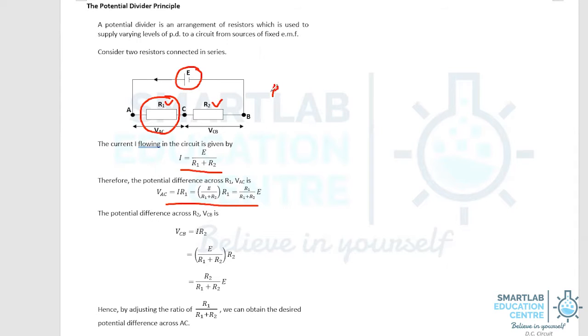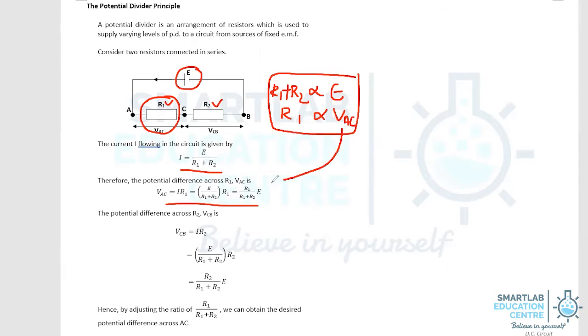So in this case, R1 plus R2 is directly proportional to the EMF E, while R1 is directly proportional to the potential difference VAC. So by dividing these two equations and making VAC the subject, you can right away arrive at this.